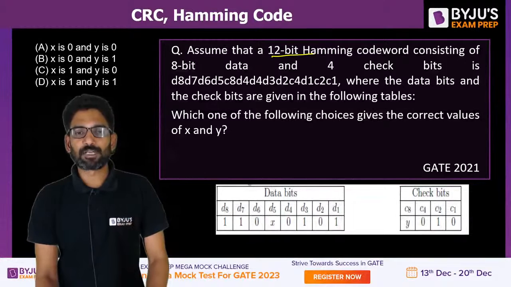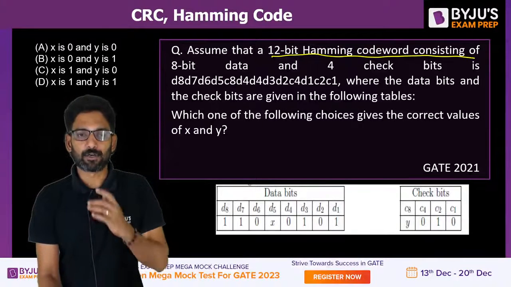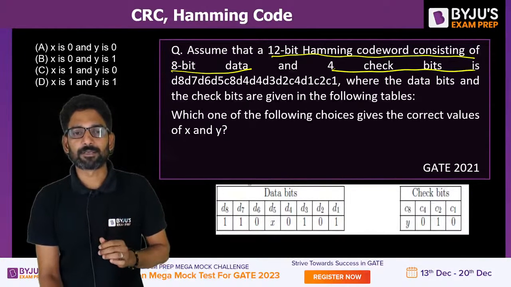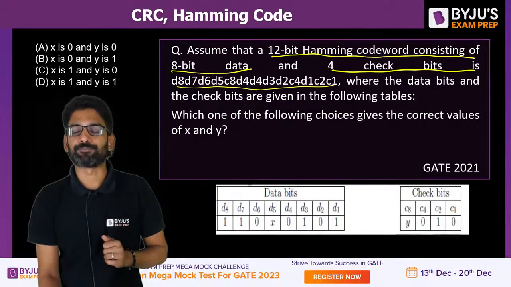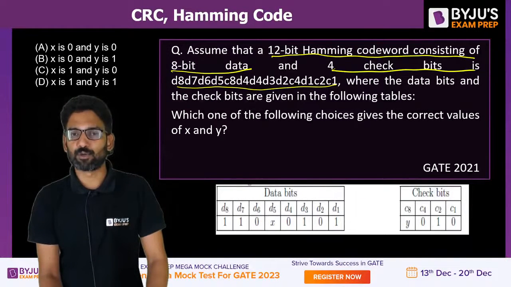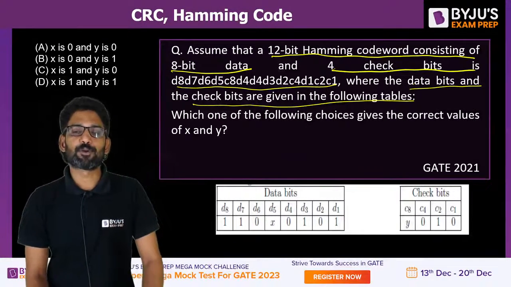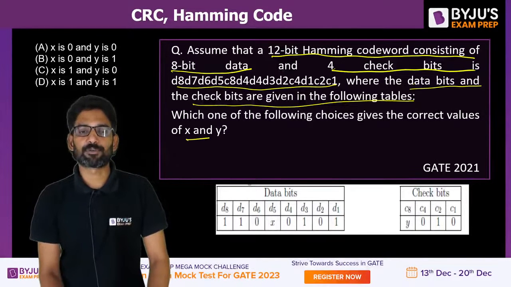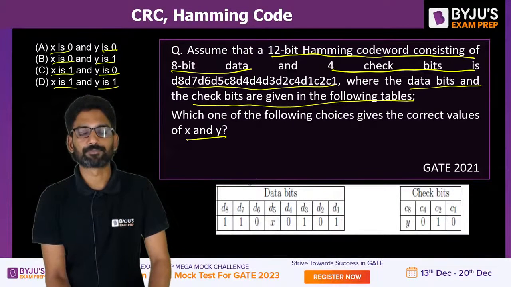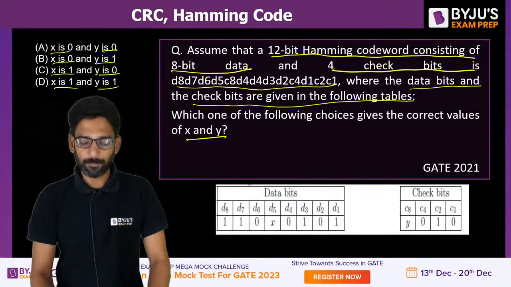Assume that a 12-bit Hamming code word consisting of 8-bit data and 4 check bits is given, arranged in this fashion. D means data bits, C means check bits, where the data bits and check bits are given in the following tables. Which one of the following choices gives the correct values of X and Y? 0 0 0 1 1 0 1 1.